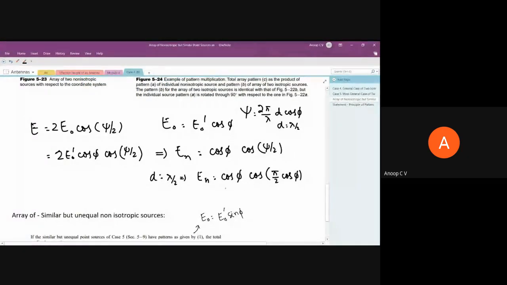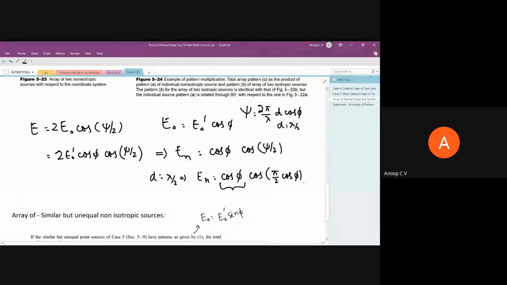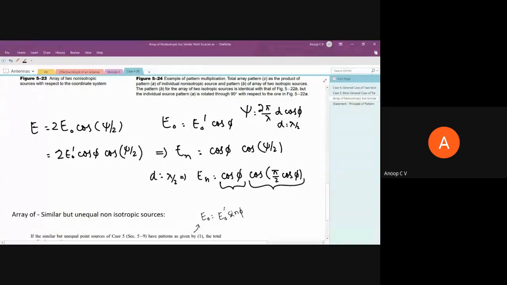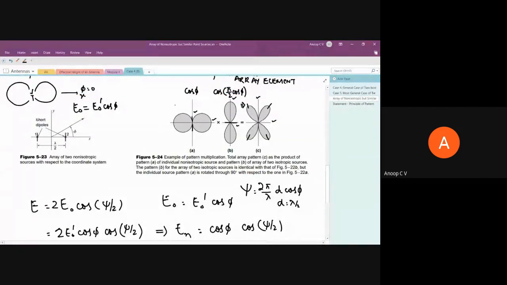So it is a product of the individual element pattern and the array factor of isotropic point sources, which are kept at the same locations and fed with the same amplitude and phase. That is the principle of pattern multiplication. That is what I have illustrated here. In exams, they may ask you to illustrate the principle of pattern multiplication using some example. So this is that example. I hope it's clear.